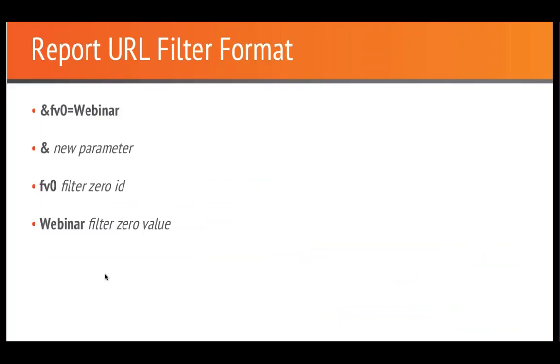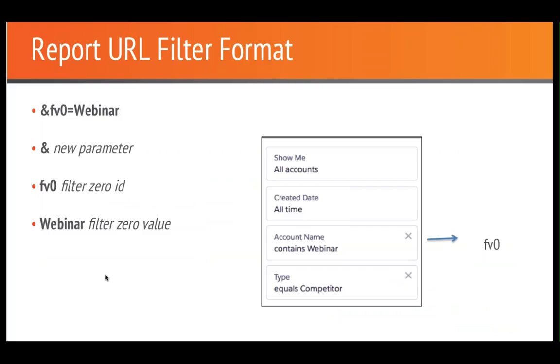So the URLs require filters to be attached with the following format. It's basically the first example, ampersand FB0 equals webinar. The ampersand character simply separates this from any other parameters on the URL. FB0 specifies the first filter on the report. So if I wanted to change to the second, then I'd use FB1. If I wanted to change to the third, I'd use FB2, and so on. And finally, on the right-hand side of the equals, webinar is the value that will be applied to the filter that's specified on the left-hand side of the equals. Hopefully that makes sense.